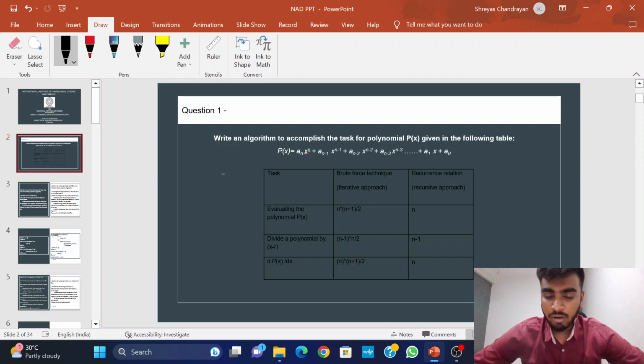We have to perform three different tasks: evaluating polynomial P(x), dividing a polynomial P(x) by x minus r, and finding the derivative of polynomial P(x), for both the iterative approach and the recursive approach.